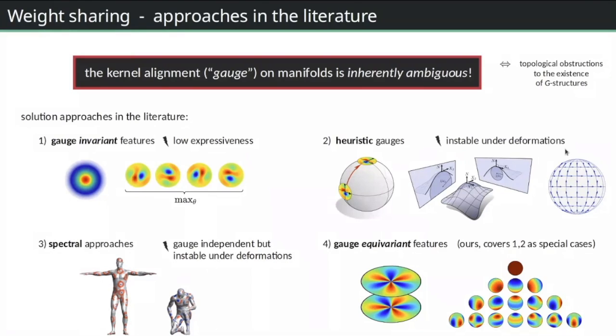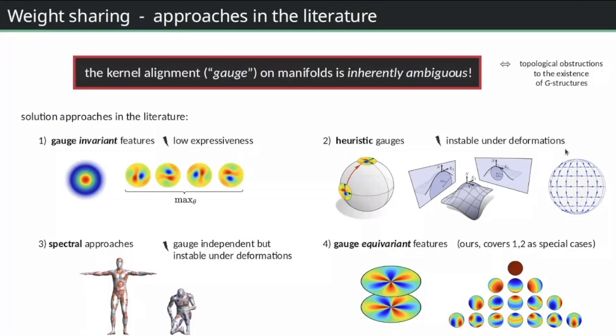So for instance, if you have a sphere, then you could use this spherical coordinate system, which is at least up to a certain extent regular. And you could make a point that it's useful to use this coordinate system to align your kernels.